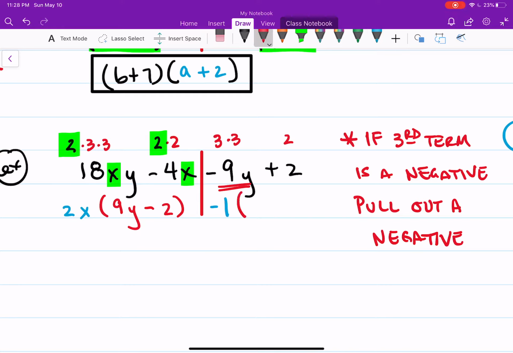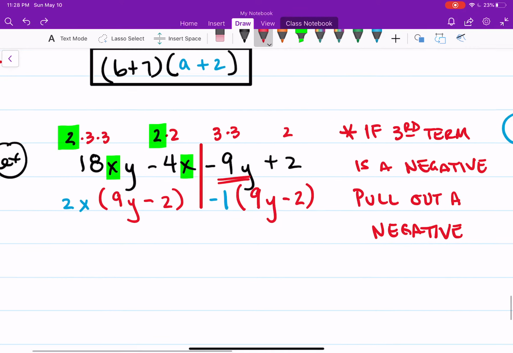If I pull a negative 1, the negative 9y would become a positive 9y, and the positive 2 is going to become a negative 2. Okay? Because, number 1, I want these two to look the same. But the reason why it will flip the signs is because if I was to distribute this negative 1 back in, will I get this back again? And the answer is yes. Only if I had positive 9y minus 2, okay?